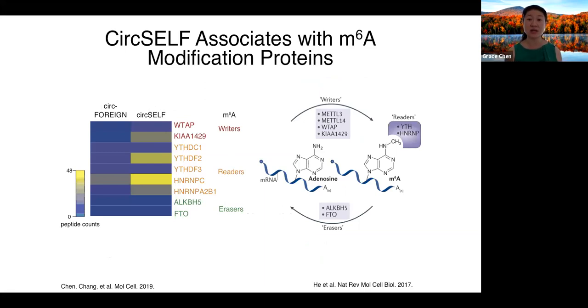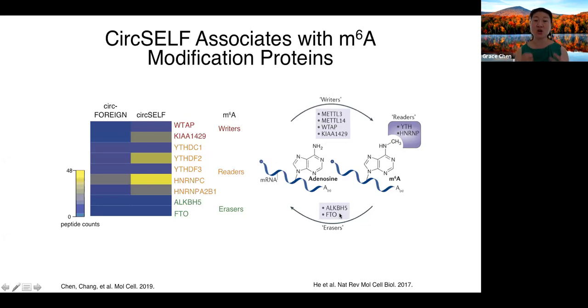And those are related to the RNA modification m6A, or N6-methyladenosine. So briefly, the m6A modification is a methyl group attached to the N6 position of adenosine. The enzymes that install the modification, we call them writers. There are proteins that recognize the modification, we call them readers. And then there are enzymes that remove the modification, and we call them erasers.